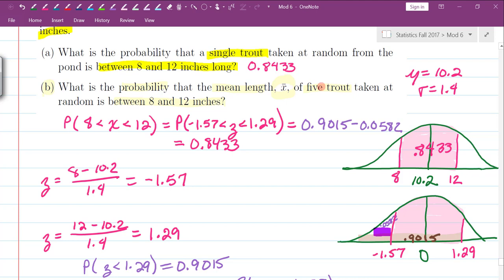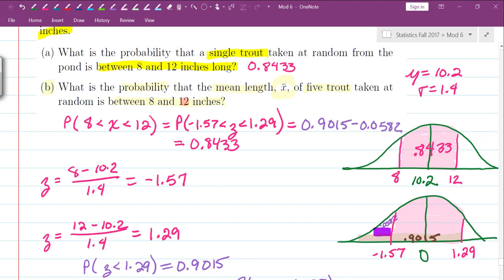I want to know what's the probability that the average that I just calculated from those 5 random trouts is between 8 and 12 inches long. It's a totally different question than one single one. This is where the central limit theorem comes in, because now I'm going to measure each of the 5 and average the length. So now we have different formulas to use.